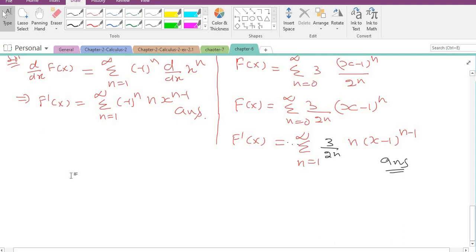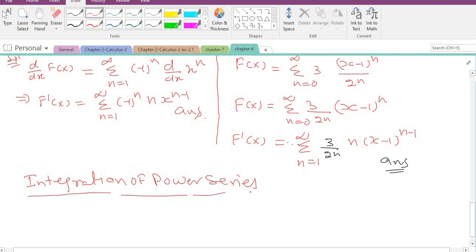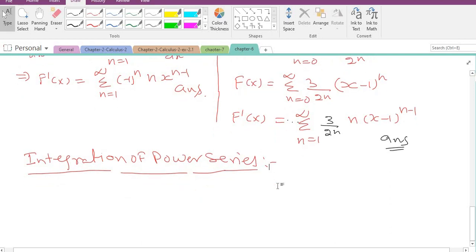Now I am going to tell you how to integrate term by term of a power series. Integration of power series term by term. As you know, here I am using integration, so we need to use the integration rule here. The power series is the same, but we need to use the integration rule.